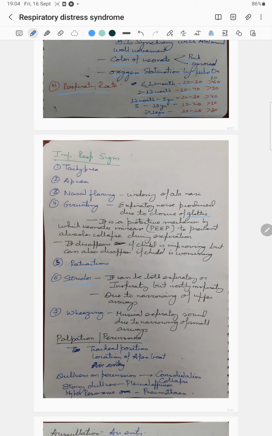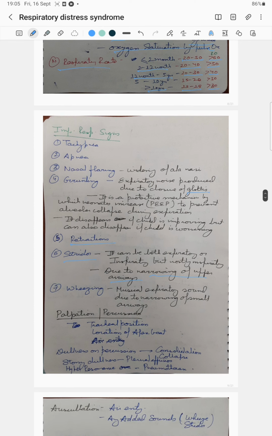What is stridor? Stridor occurs due to narrowing of the upper airways. It is a sound which is produced due to narrowing of the upper airways. It can be both expiratory or inspiratory, but mostly it occurs inspiratory. What is wheeze? It is a musical expiratory sound due to narrowing of the small airways.